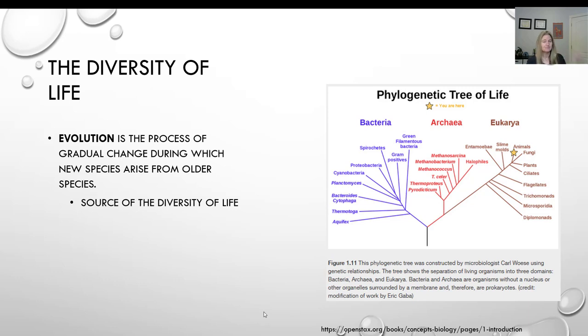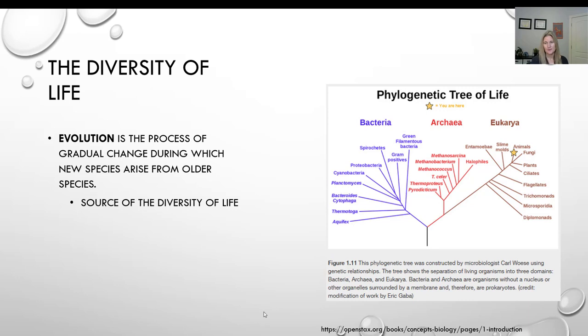This idea, actually a scientific theory, is that over time populations of organisms change so that they become better adapted to their environment. And as they become better adapted, they start to look different from their ancestors from a long time ago. So they've developed into new species, and that explains the diversity of life.